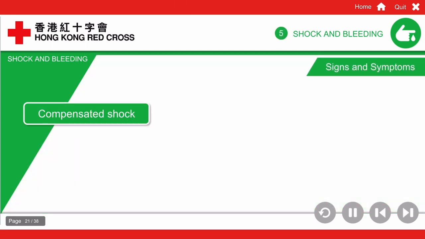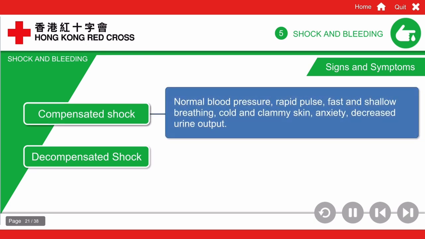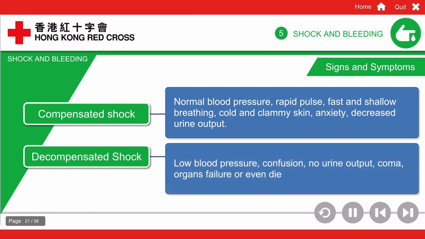Shock is progressive deterioration which can be divided into two phases, and the victim's condition deteriorates from phase to phase. Firstly, the compensated shock. The victim will experience normal blood pressure, rapid pulse, fast and shallow breathing, cold and clammy skin, anxiety, decreased urine output. And then, in the initial stage of decompensated shock, the victim will experience low blood pressure, confusion, no urine output. In the later stage, the victim will have extremely low blood pressure, coma, organ failure, or even death.